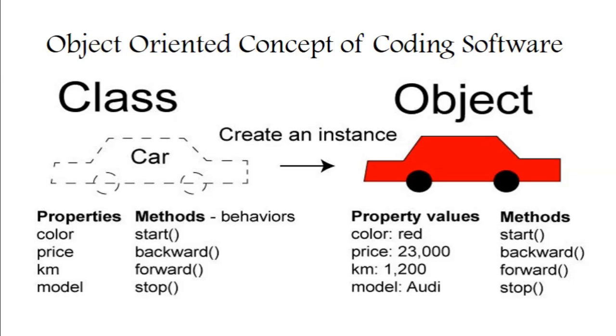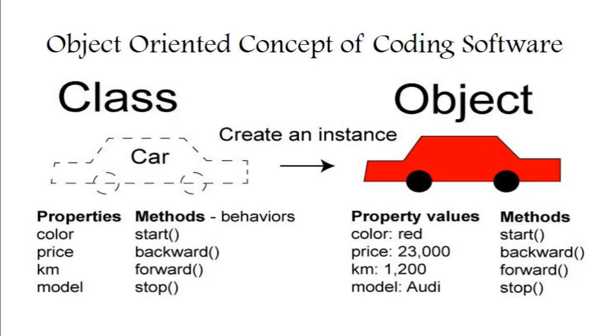Methods. What did I call method in English? What does a verb do? It performs what? Action. So we have start, backward, forward, stop. These are actions that can be performed by what? The car. And they are methods. They perform actions. Sometimes they call methods functions.